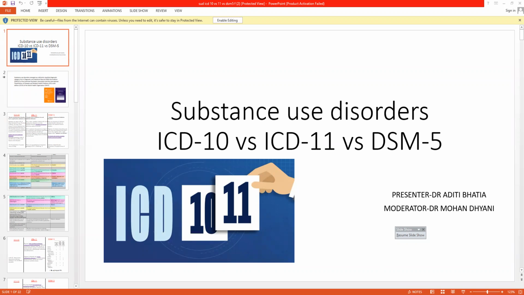In DSM-5, the substance-induced mental disorder may be induced by the 10 classes of drugs which have been previously mentioned. They are described in their relative chapters. For example, neurocognitive disorder, depressive disorder, and anxiety disorder are labeled as substance-induced conditions within these sections. Like alcohol-induced depressive disorder is given in depressive disorders in DSM-5.